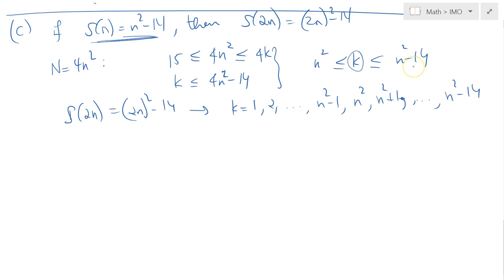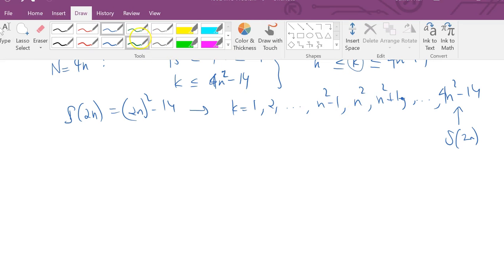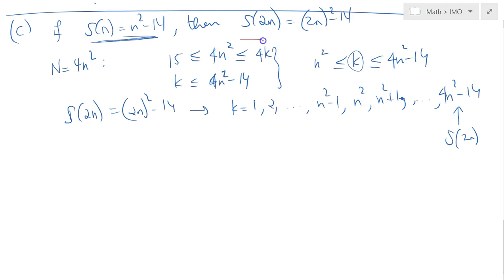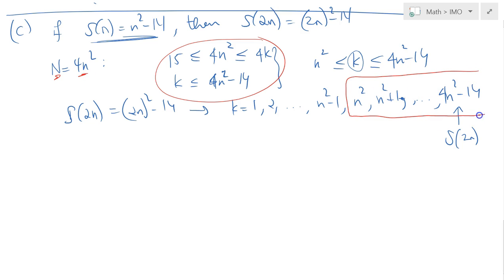What did I do here? Oh, sorry, what am I doing here? I'm high, so there's a 4 here. Sorry for that, 4n, yeah. So 4, and all the way to 4n squared minus 14. So this is our proposed S of 2n, right? So I already proved that it works using this lemma. So it's clear, right? Everybody clear that as long as you have n in this range, and I defined n like this, it works. So therefore all these values work.